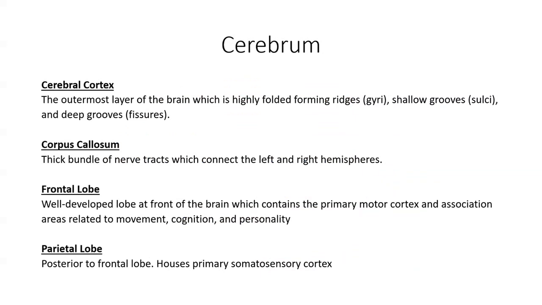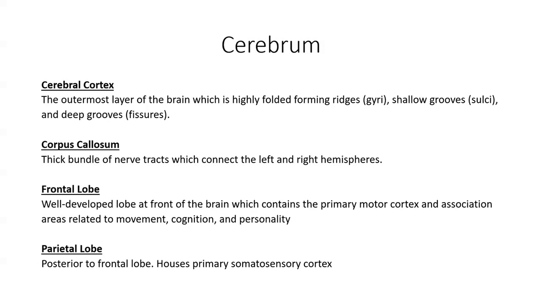So that was a lot, but here's a recap in text for you. We have the cerebral cortex, which is the layer of the brain which is highly folded. The ridges form gyri, the shallow grooves form sulci, and the deep grooves form fissures. We have the corpus callosum, which is the thick bundle of nerve tracts which connect the right and the left hemispheres. The frontal lobe is the well-developed lobe at the front of the brain.